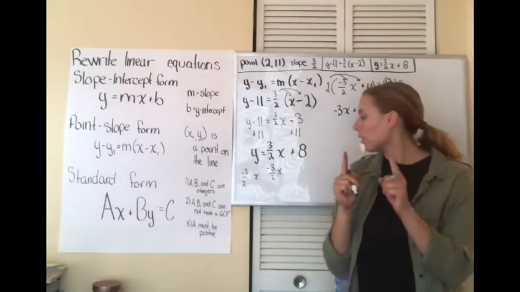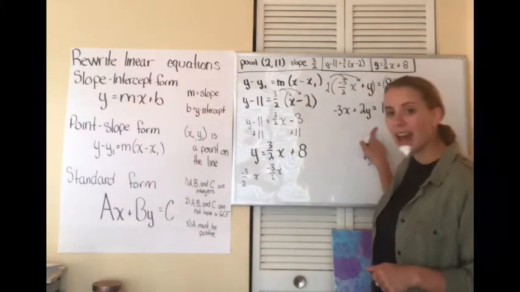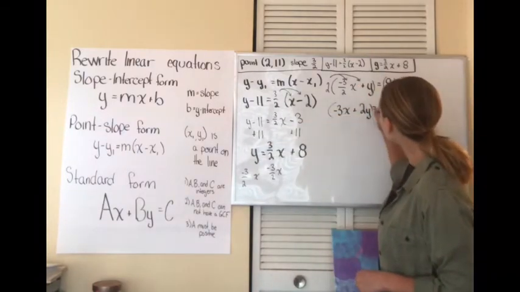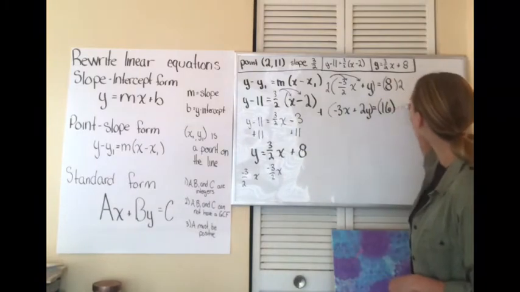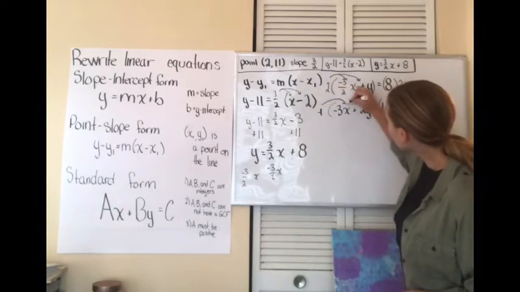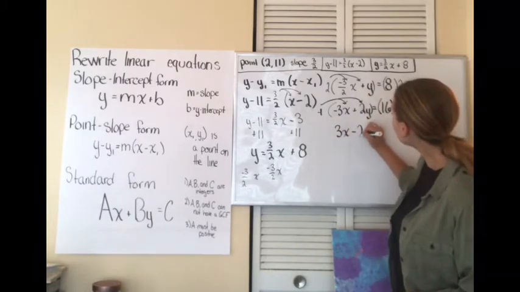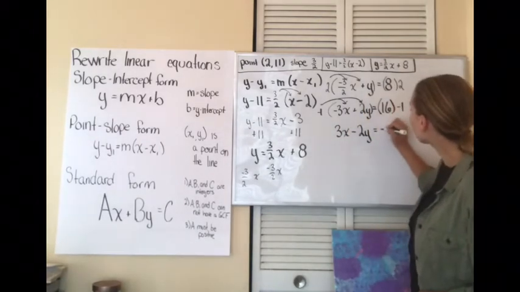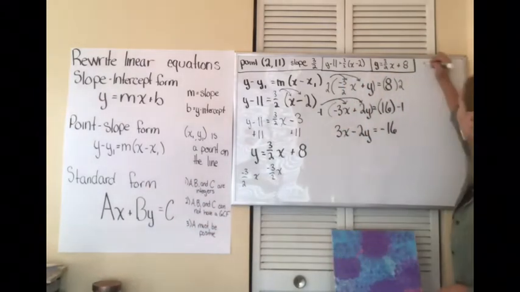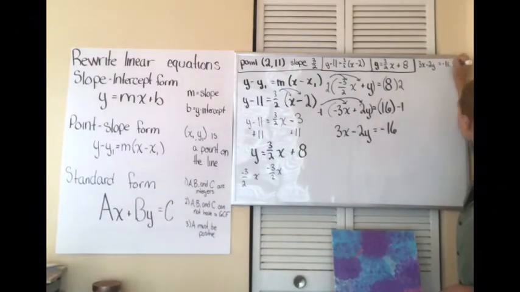But I'm still breaking a rule here. Rule number 3 says a must be positive. So again, I'm going to multiply the whole thing by -1, and I'm doing that so that my a value can be positive. I'll distribute my negative 1 to everything involved, so I end up with 3x minus 2y equals negative 16. And this is my standard form. So I have 3x minus 2y equals negative 16.